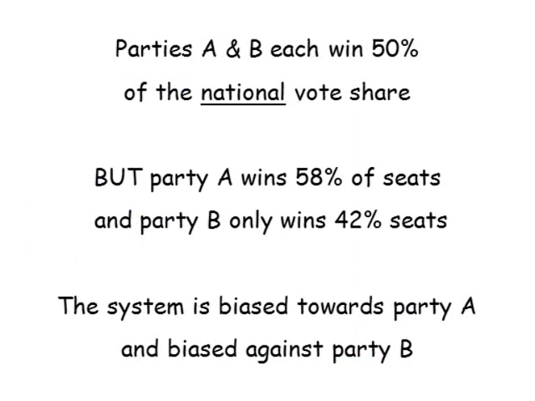Let's assume in our examples that parties A and B each win exactly 50% of the national vote share. So it's a dead heat in terms of the national vote. However, in terms of the distribution of seats, it turns out that Party A wins 58 of the 100 seats, and Party B only wins 42 of the seats, even though they've got exactly the same number of votes. So we can quickly conclude that the system is biased towards Party A and biased against Party B. Why?